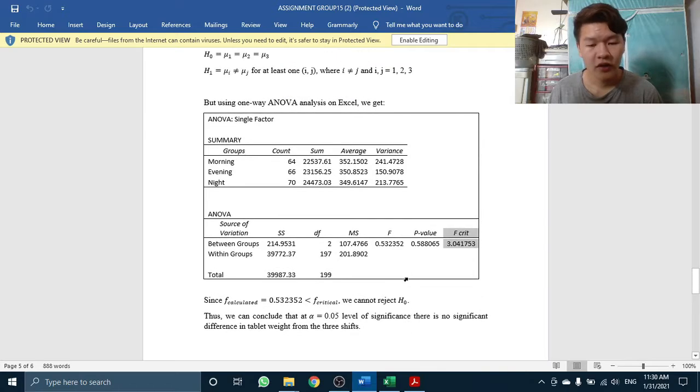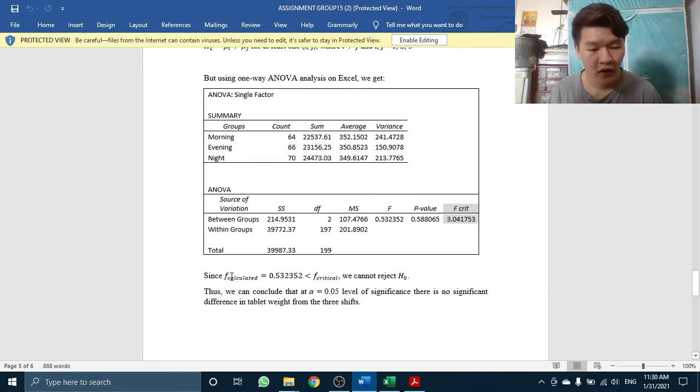We can conclude this analysis by using the F value and F critical value. Since the F calculated value, which is this one, equal to 0.532352, is less than the F critical value, which is 3.04, we cannot reject H0. This means that we can conclude that at alpha equal to 0.05 level of significance, there is no significant difference in tablet weight from the 3 shifts.